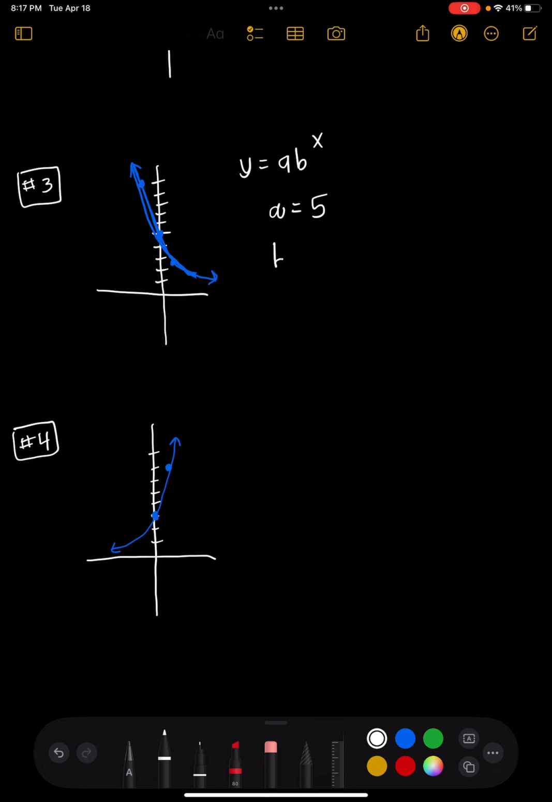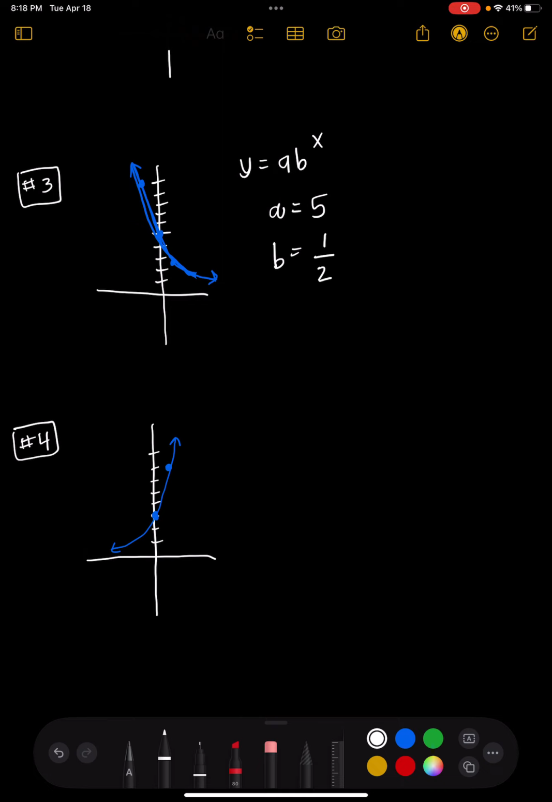A is where we start, so in this case it's got to be 5. Now to find b, we're going to do it the way that we were graphing them. I know I start at 5. So I'm going to find another point on this graph where it crosses the grid exactly. And one of those points is -1, 10. So if I went from 5 to 10, then that means I multiplied by 2, right? But I went backwards. So instead of multiplying by 2, I'm really dividing by 2 because I'm getting smaller and smaller. So that tells me my b is 1/2.